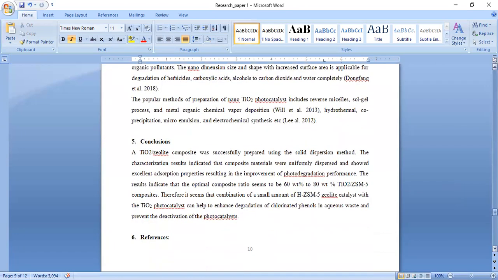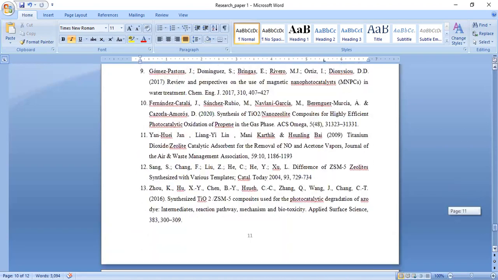So, the last conclusion is that the titanium zeolite composite was successfully prepared using the solid dispersion method, and the results show that the 60% to 80% titanium oxide ZSM5 composite has greater affinity for the degradation of polychlorinated phenols in aqueous base. A small amount of ZSM5 zeolite catalyst with the titanium oxide can help the enhanced degradation of chlorinated phenols in aqueous base and prevent the degradation of the catalyst. Here the references are mentioned.